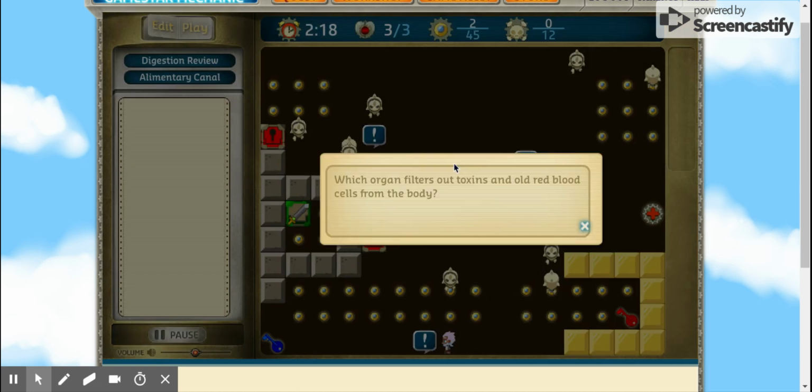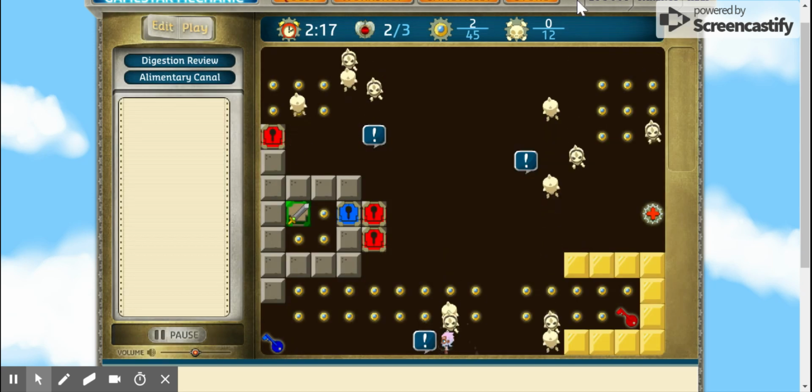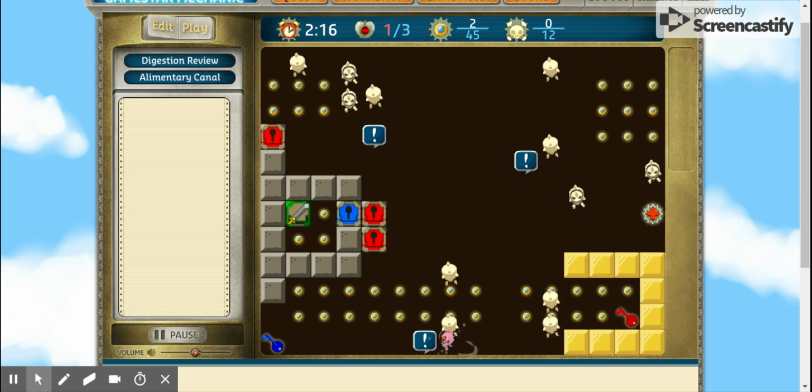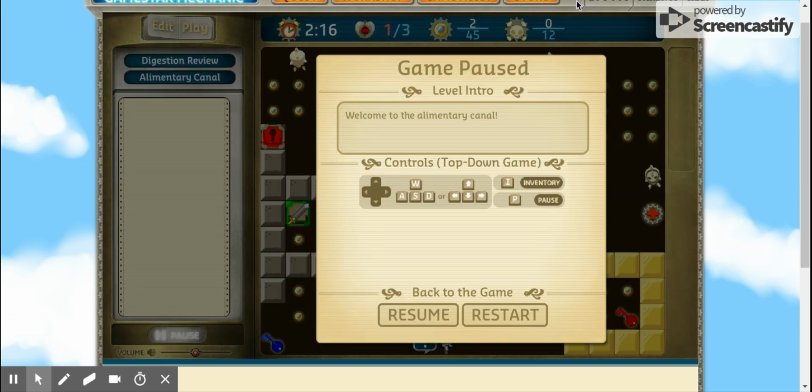Which organ filters out toxins and old red blood cells from the body? That answer would be the liver, which is something that the students do know and will be asked on the test. Once again, after they complete this level, they will complete the last third of our review sheet and complete all three activities between the game, the questionnaire of the review sheet, and the image coloring and labeling.